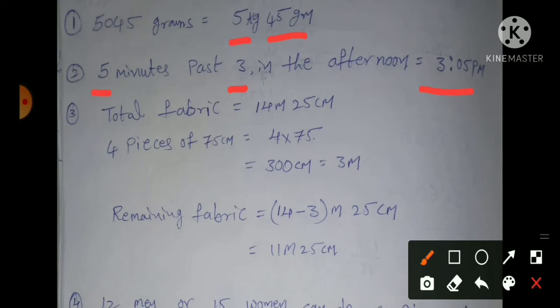Next, 4 pieces of 75 centimeters were cut from a piece of 14 meters 25 centimeters of fabric. Find the length of remaining fabric. So total fabric is 14 meters 25 centimeters and 4 pieces of 75 centimeters, in the sense that will be 300 centimeters, which is nothing but 3 meters. So remaining fabric equal to 14 minus 3, 11 meters 25 centimeters. So the remaining fabric is 11 meters 25 centimeters.